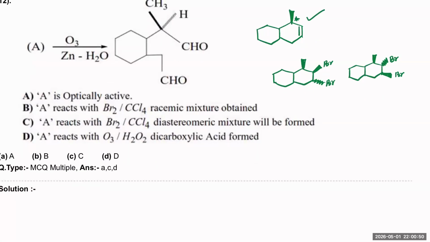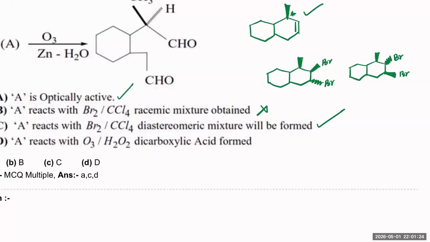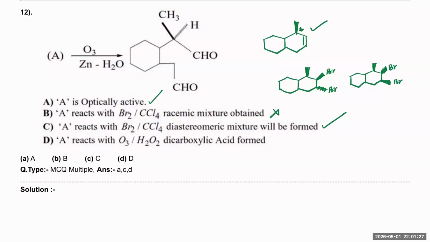But now you can notice that these two are not the mirror images of each other. Hence, these two are diastereomers. So B is incorrect, A is correct. A reacts to give a diastereomeric mixture, which is true. Second, next. A reacts with ozone and H2O2 to give dicarboxylic acid, which is true because in case you break it again, this CHO will become acid in the presence of peroxide. So A is correct, C is correct, and D is correct.